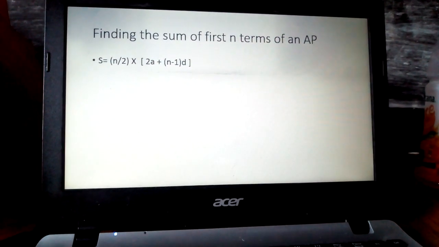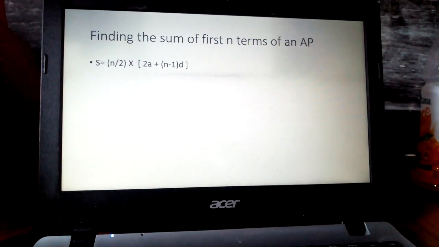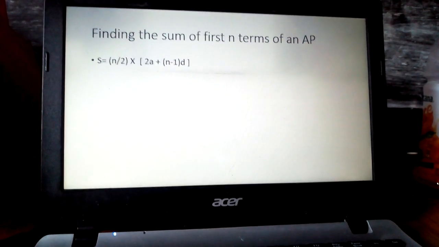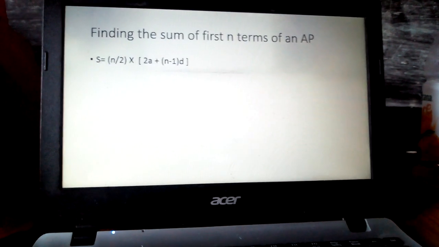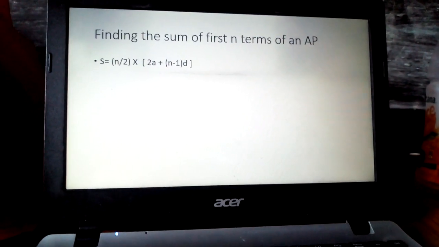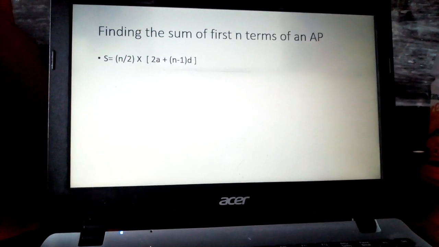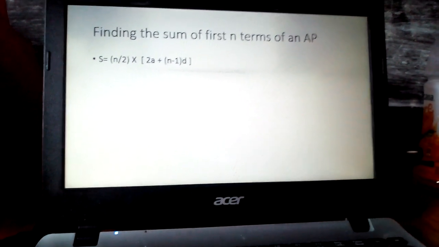To do that, you know already the BODMAS rules. So first of all, you have to solve the bracket. You have to first find out the value of n minus 1, multiply it with d, then only add it with 2a, and then whatever the result is, you multiply it with n by 2. So this is how you are going to move forward.